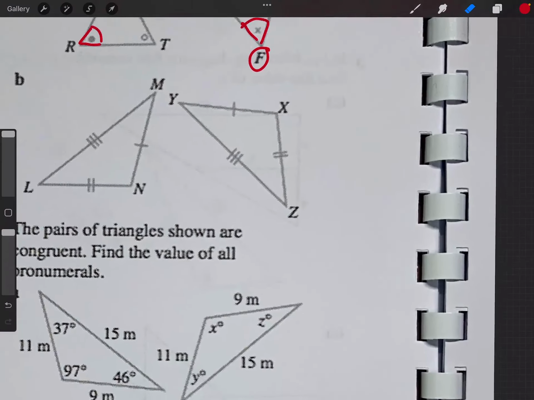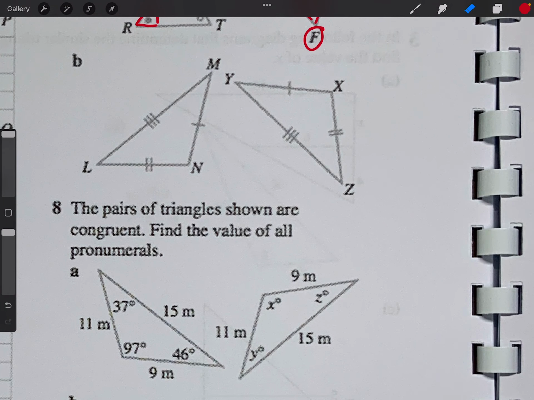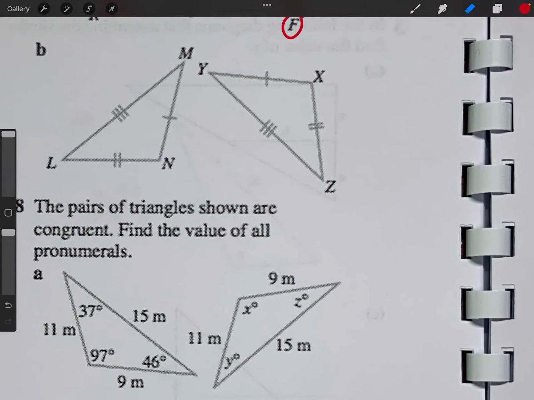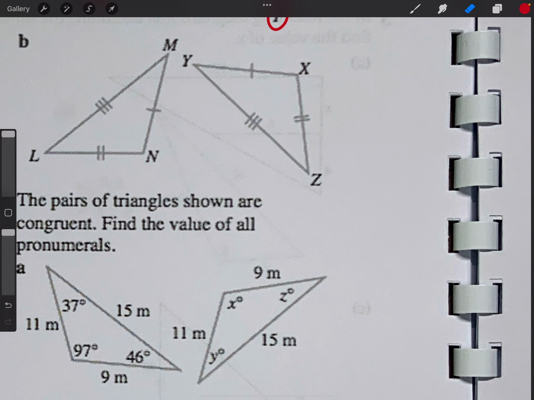Now this one, you're not given the angles, you're given the sides. So we have to write an expression. I'm going to write the first one, triangle. Actually, I'll put it down here. Triangle LMN is congruent to triangle. Now we start with the L. L is this vertex here.